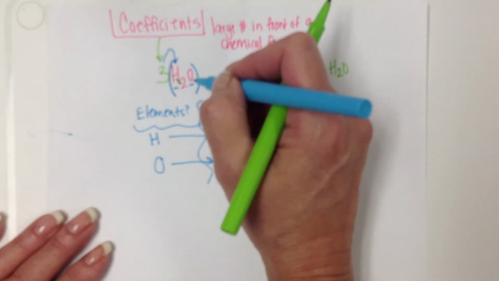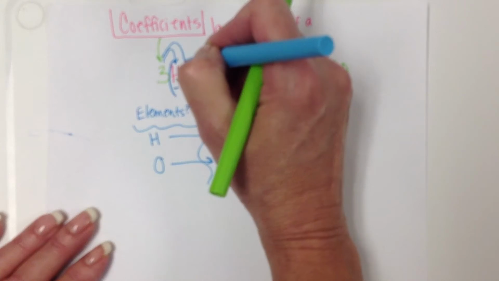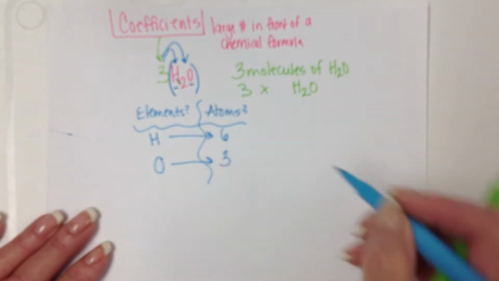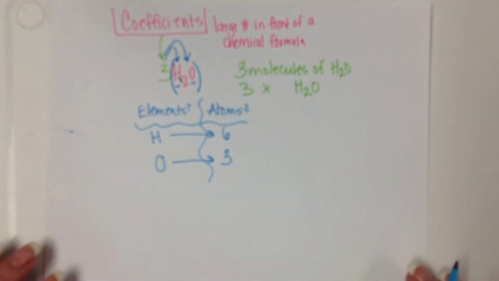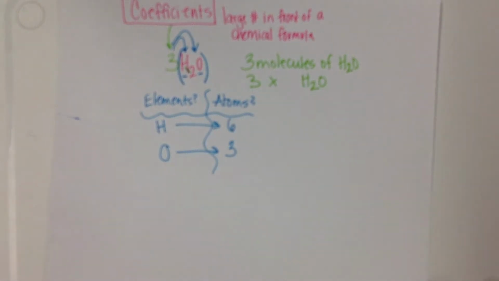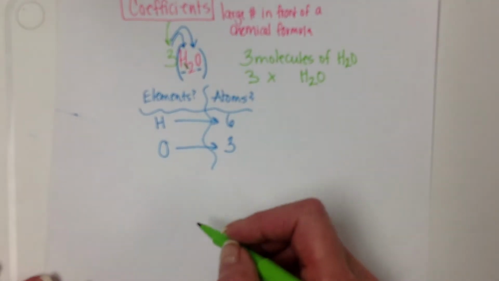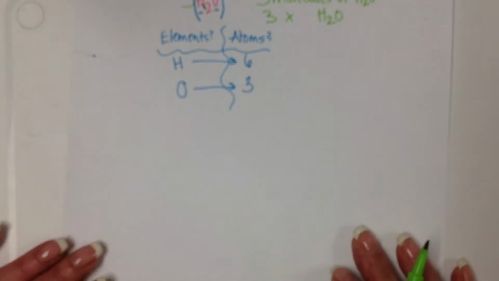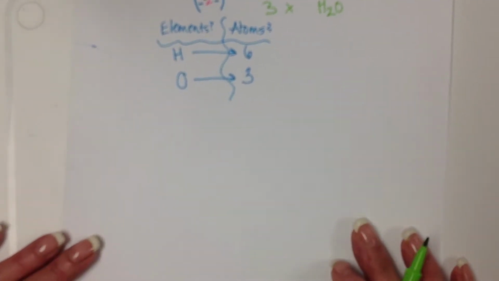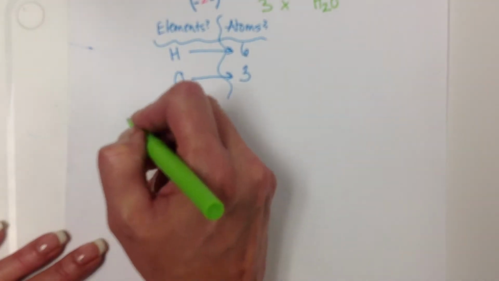We have 1 oxygen present here. 3 times my 1 gives me 3. So that's basically how to work using coefficients. Now, let's say we have coefficients in a formula, or excuse me, not a formula, but an equation. We're going to list an equation.